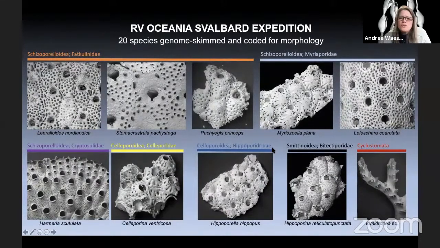And then you also get some really quite interesting species. So here we have the Arctic species Harmeria scutulata, which forms subcircular colonies, which have in the middle normal feeding zooids. And then on the circumference, you get these miniature zooids, which are there for reproduction. So this is quite a unique way of reproducing.